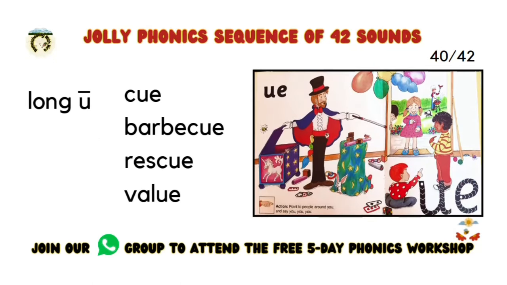Now we have the long U sound. The long vowel U, as in K, U, Q, as in barbecue, as in rescue, and as in val U. U has two sounds, U and U.